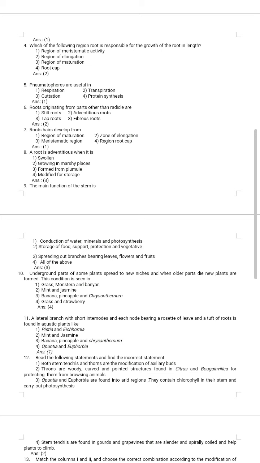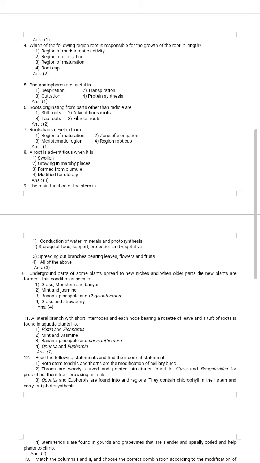So in these options, can you guess the aquatic plants? Yeah, aquatic plants are present in option 1, Pistia and Eichhornia. Students, Pistia and Eichhornia, which is popularly called water hyacinth, have the lateral branch with short internodes and each node bearing a rosette of leaves and tuft of roots. So the correct answer is option 1, Pistia and Eichhornia.